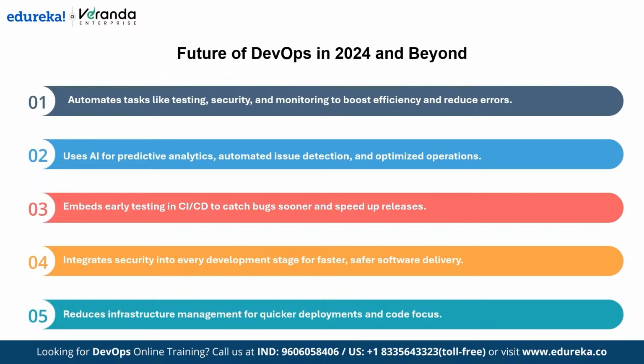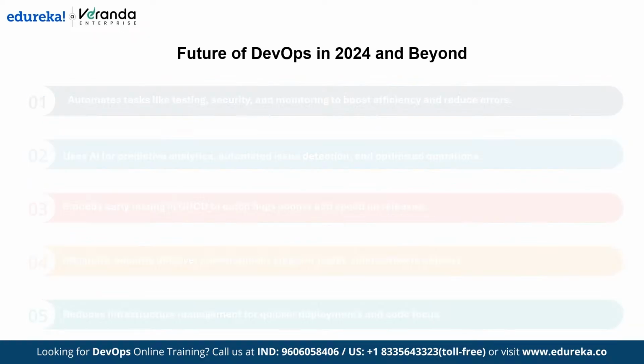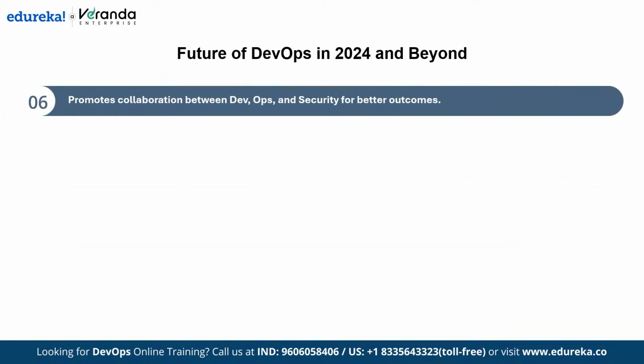Next, we have the cloud-native and serverless architectures. The use of cloud-native technologies and serverless computing will grow. These approaches reduce infrastructure management, allowing teams to focus on code development and also faster deployments without worrying about underlying infrastructure.